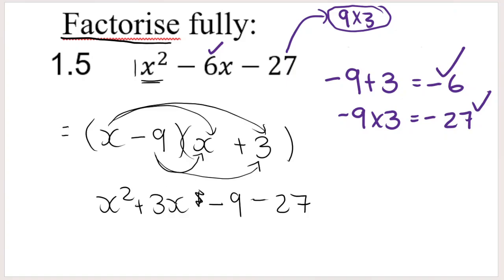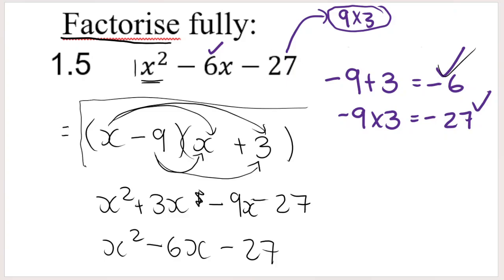Do you see when I add or subtract them, there should be an x there, positive 3x minus 9x gives me negative 6x, and then the negative 27. So when I add or subtract them, they give me a negative 6, which is the middle term. When I multiply them, they give me negative 27, which is the last term. So this is my answer, this one over here. The stuff that I've done at the bottom is just to check my answer.